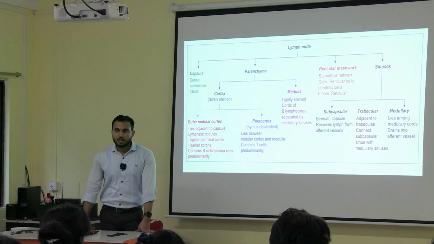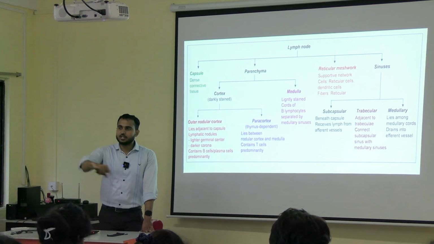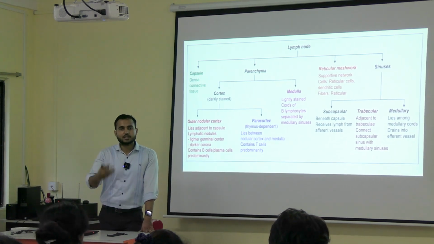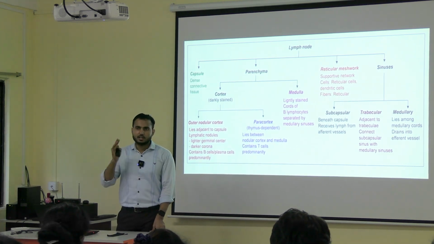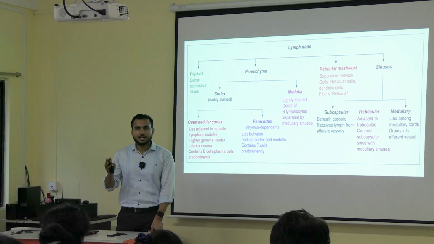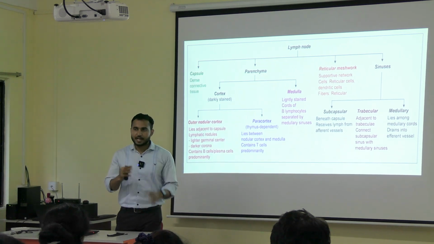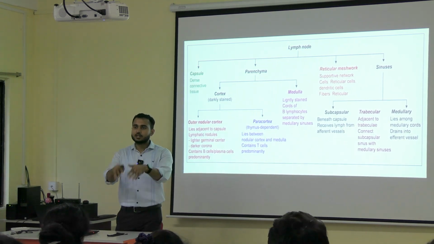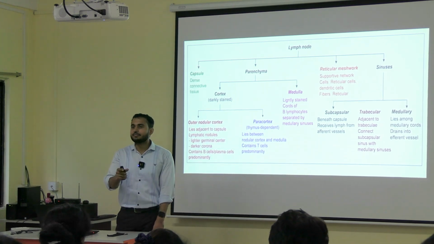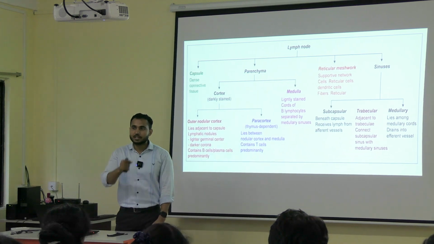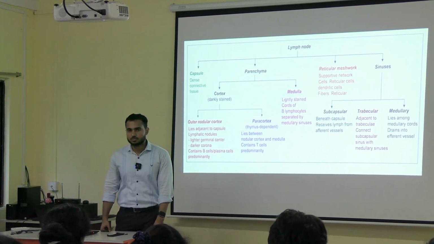Now, as I said, once the lymph is traveling through the lymph node, all the functions are done. For example, if there is a pathogen or foreign substance, those are filtered and removed, and if required, more lymphocytes are added to the lymph. So these are some functions. It is done when the lymph is flowing through the lymph node.